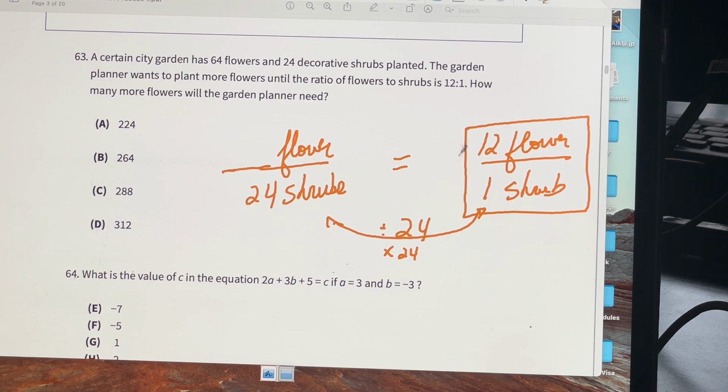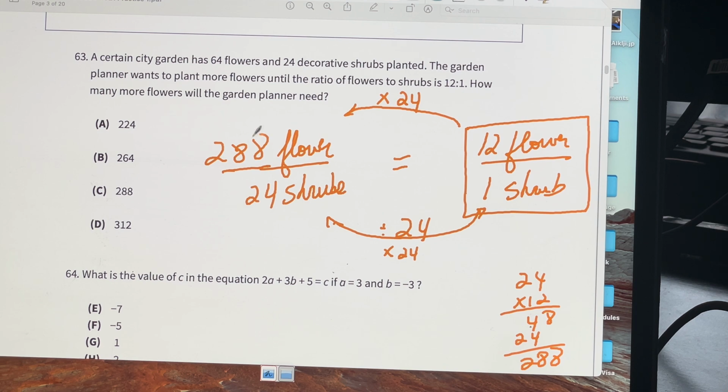think about it. If that was the original ratio and you increase the number of shrubs from 1 to 24, well, you multiply by 24. So therefore, on the top, you would also have to multiply by 24. So let's do that. 24 times 12, 8, 4, 24. That gives us 288, if I'm not mistaken. Yeah, 288 would have been the right ratio, but that's not the answer.